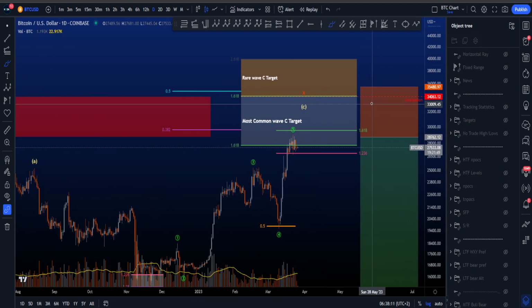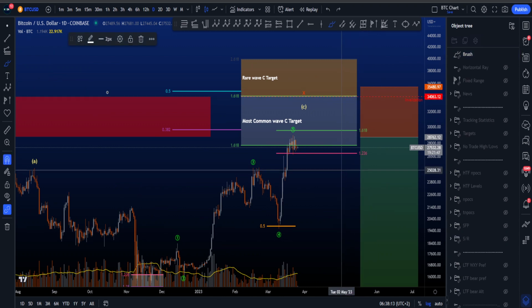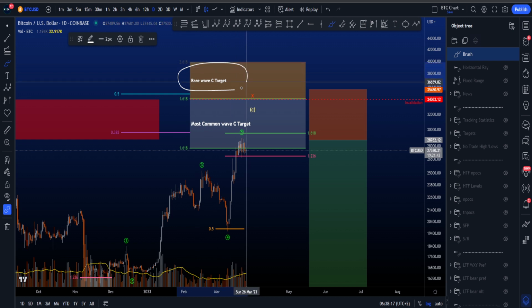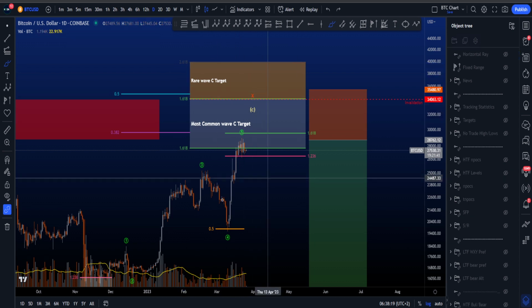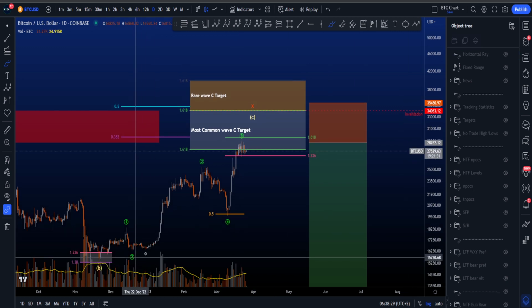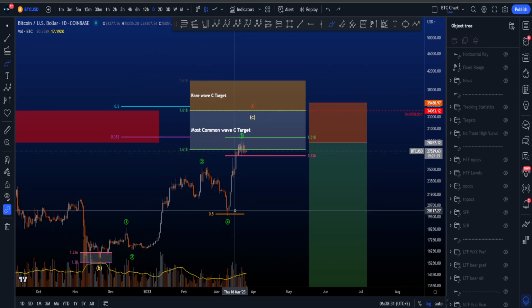Now, what you can also see is that I put the invalidation all the way up here at 34k, even though we still have a rare wave C target up here. And the reason I did so is that if price is going to push all the way up to this invalidation level as I have it here, then this is probably not going to be a wave 5, because this wave 3 is already extended. So having another extended wave 5 is extremely rare and actually doesn't happen.